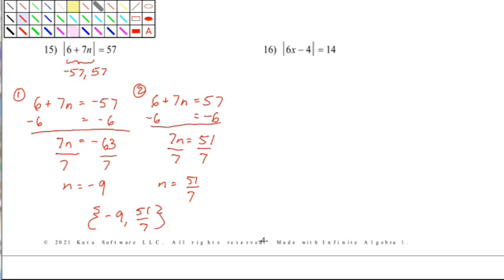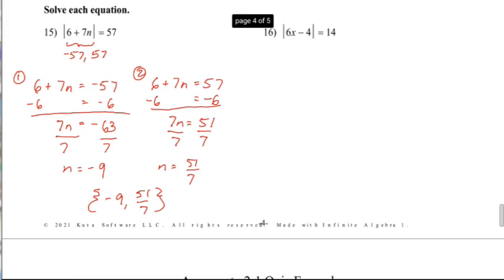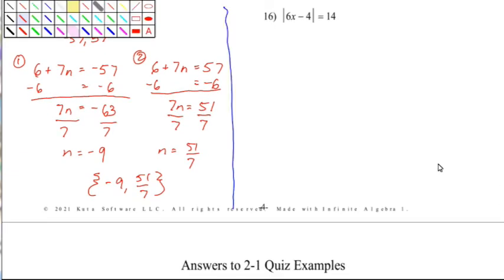Give 16 a try using that same process. Pause the video while you do that. Then resume the video to check your solution. So for problem 16, we know that whatever is inside of this has to be equal to minus 14 or plus 14. So I'm going to take whatever is inside of my absolute value bars, and I'm going to rewrite the equation so that that is equal to both of those, with two equations.